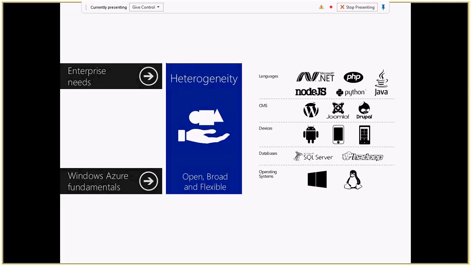From a database perspective, we do support SQL Server as well as Hadoop. We now also have an agreement with Oracle. So Oracle databases running on Windows or Linux are also supported within Windows Azure. From an operating system perspective, it doesn't necessarily just have to be Windows. It can be Linux as well. So if your organization isn't strictly Microsoft, that's okay too. The cloud does support that. And we understand that we don't want to be just tied to Microsoft. We understand that we have to be very open and flexible.